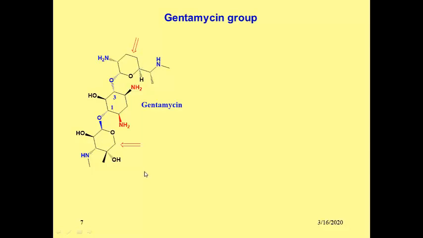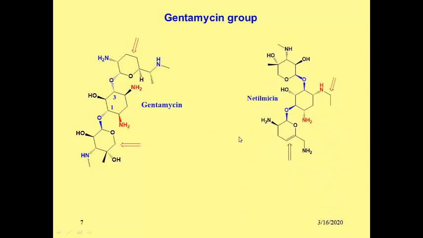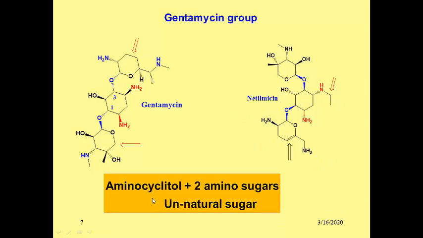Due to this unusual sugar of gentamicin, they are very active against gram-negative bacilli. Second thing, more lipophilic than the other members of aminoglycosides. Metilomycin, another member of this group, has an unusual sugar. So aminocyclitol, 2 amino sugars are unnatural, unusual sugars in gentamicin, and this is a big difference between the kanamycin and gentamicin groups.